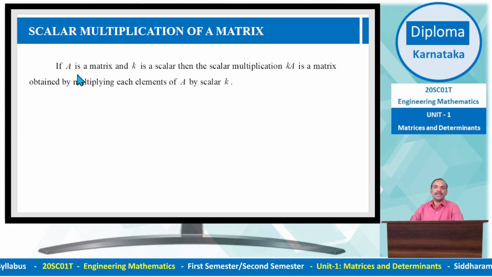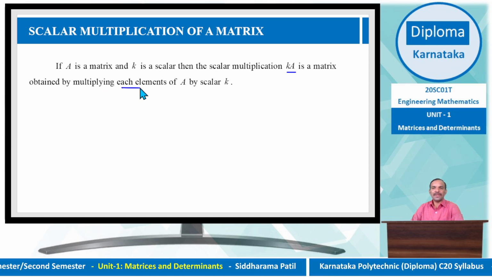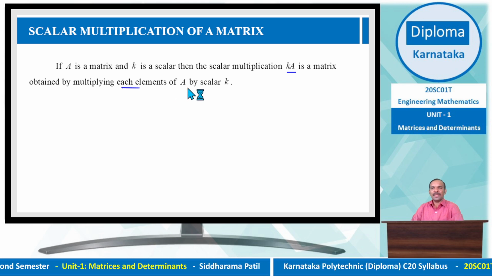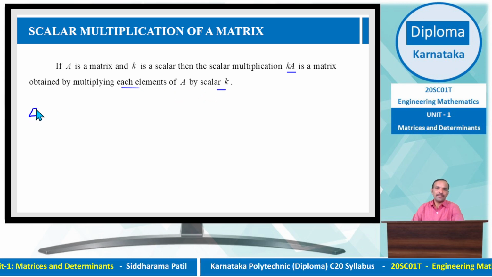Now how to define it? If A is a matrix and K is a scalar, then the scalar multiple KA is a matrix obtained by multiplying each element of A by the scalar K.